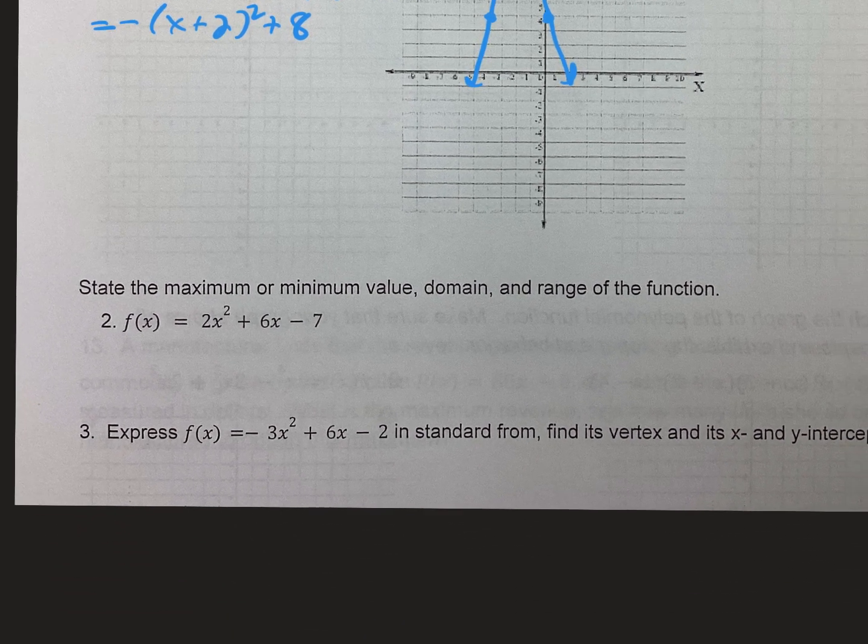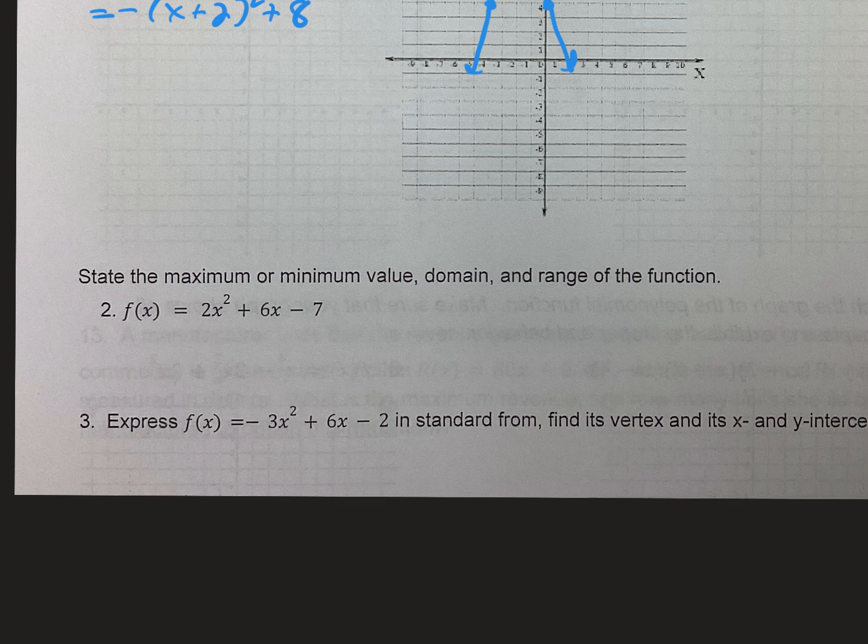Number 2, find the max or minimum value. That happens at the vertex and also domain and range, it says. Because it's positive, that means it's going to be a min. It means that the parabola opens up. One other way we found to do the vertex is we did negative b over 2a this week. Negative b would be negative 6. 2 times 2 is 4. That gives me negative 6/4, which is really negative 3 halves.